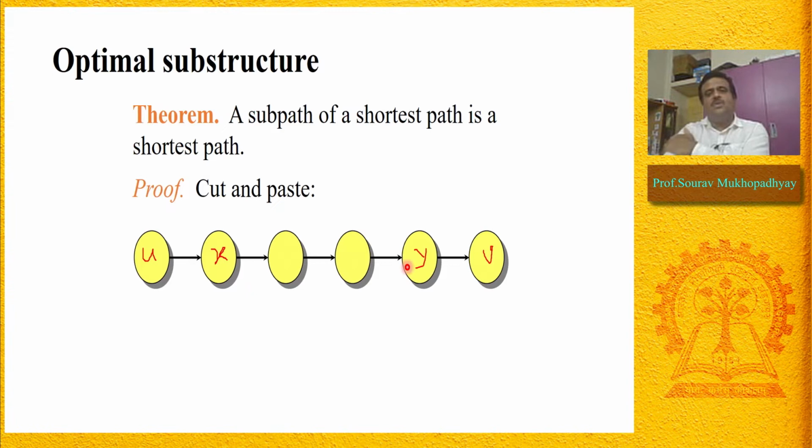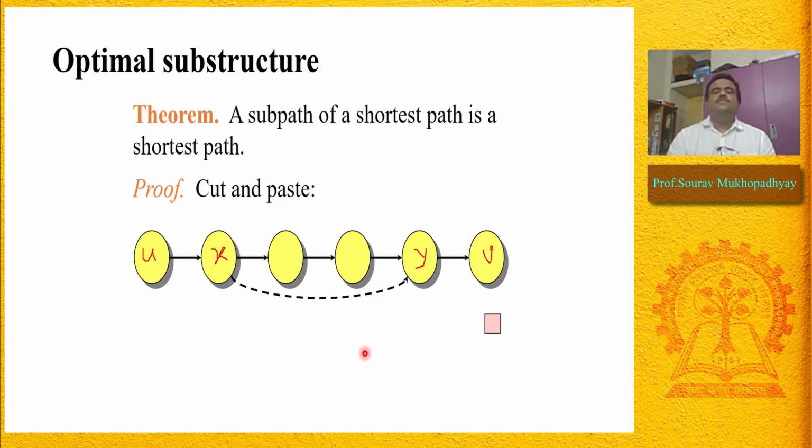We will prove it by contradiction. Suppose it is not a shortest path from x to y. So, that means there will be another path from x to y whose weight is less than the weight of this path. Now, if we take a path from u to v like this, we go from u to x, then we take this new path, and then we go from y to v. What is the weight of that path? The weight of that path will be less than the weight of the original path, because the weight of this new subpath is less than the weight of the old subpath. So, the weight of this new path is less than the weight of the original path, which contradicts the fact that this is a shortest path from u to v. So, that is the proof.